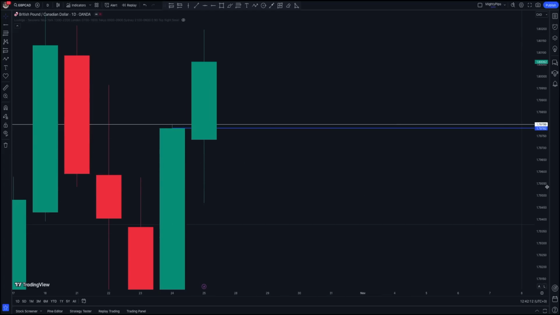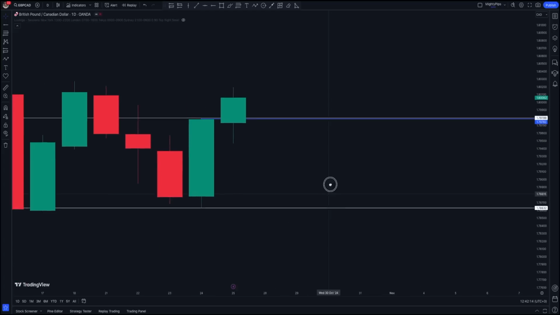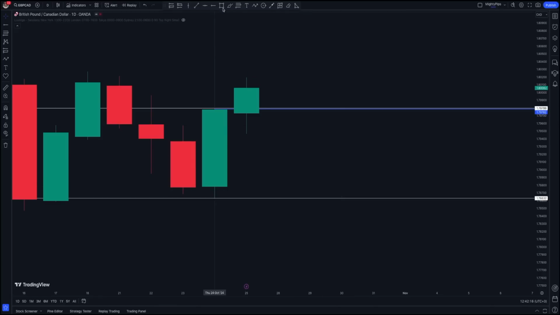All right, so we've drawn this, and then what we want to do now is we want to trade only between the blue line and the low. Okay, we want to trade only within that area. So we go now to lower time frame.